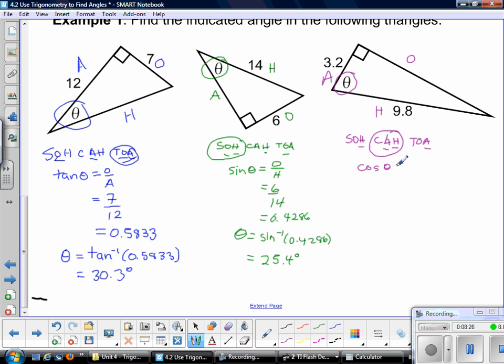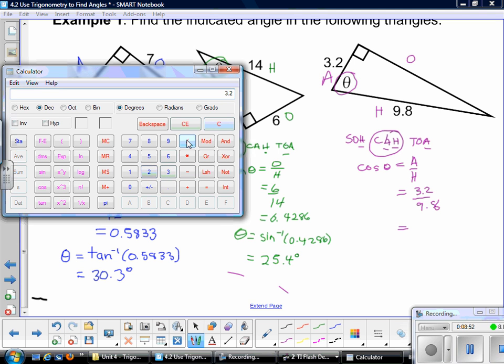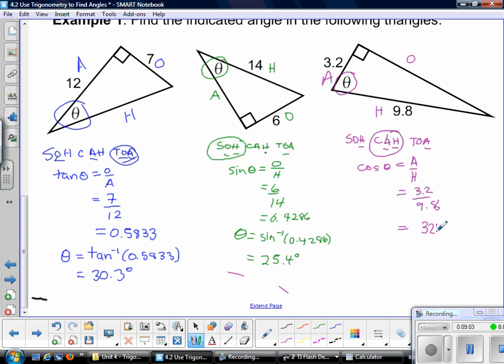Write down its formula. Cos of theta equals adjacent over hypotenuse, which equals adjacent 3.2 over our hypotenuse, which is 9.8. Again, we're going to turn that into a decimal. We'll just bring up this calculator. So 3.2 divided by 9.8 equals decimal .3265, and that's a decimal.